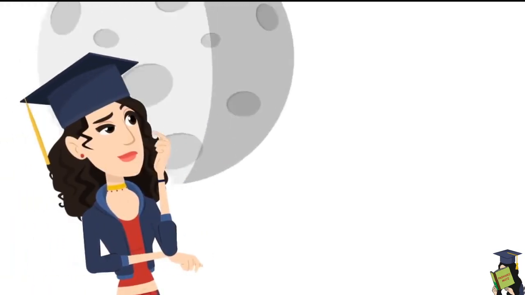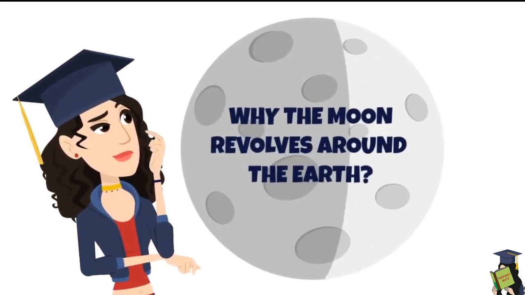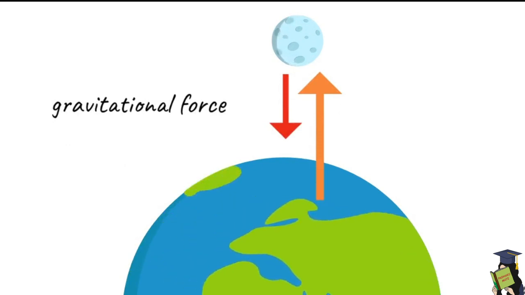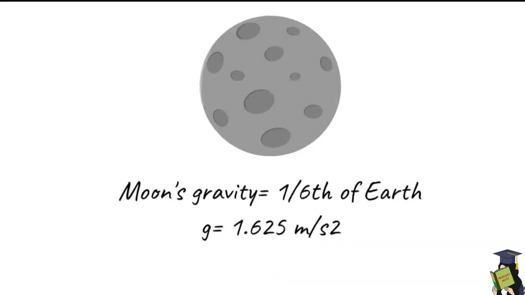But why does the moon revolve around the earth? It revolves due to gravitational force. You know what? The moon's surface gravity is about 1/6 of the earth.